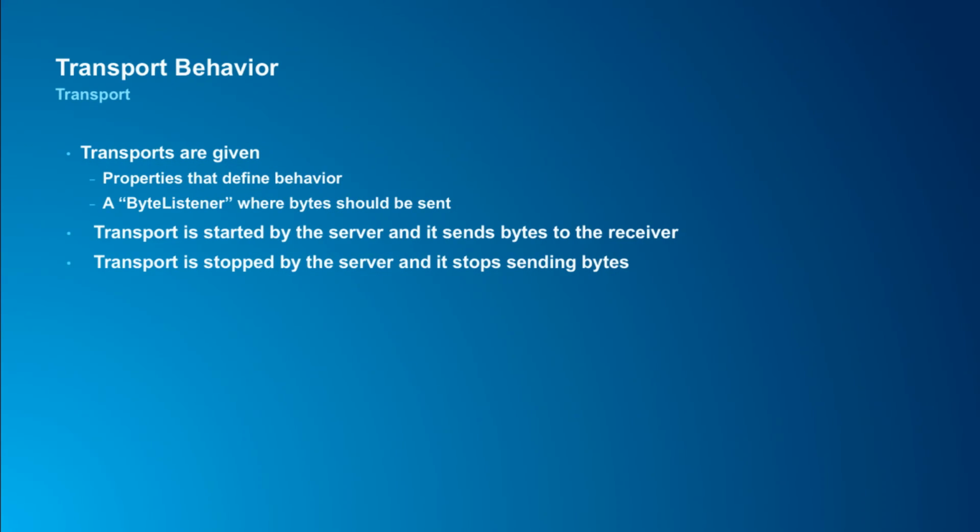Inbound transport receives the user configured property from the GeoEvent server. It also receives a byte listener, which is a Java interface from the server. And inbound transport is started and stopped by the server. When it's started, it sends data to the server. When it's stopped, it stops sending data.